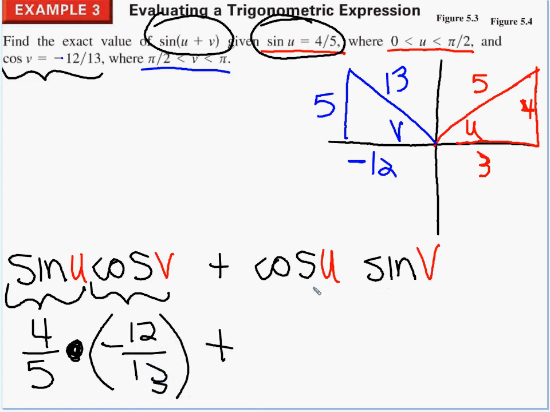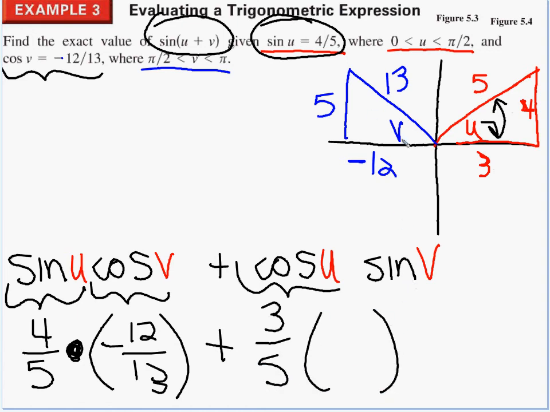So this other side of the equation, we're going to need to go to our triangles. We don't know the cos of u yet, but here's u. Cosine is adjacent over hypotenuse. So that'll be 3/5 for cos u. We're going to multiply that by the sine of v over to the blue triangle. Sine is opposite over hypotenuse, 5/13.